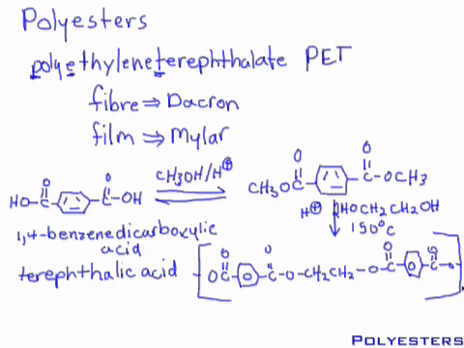The N value here, N typically equals 80 to 130 units. If it's a fiber, it's Dacron. And if it's a film, it's Mylar. This is one example of a polyester and the strategy involved in making polymeric fibrous materials, film-like materials that can be used.